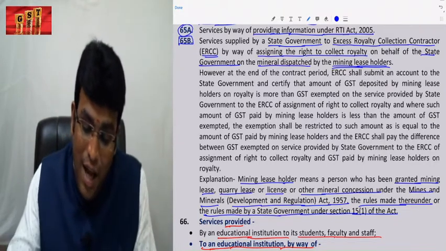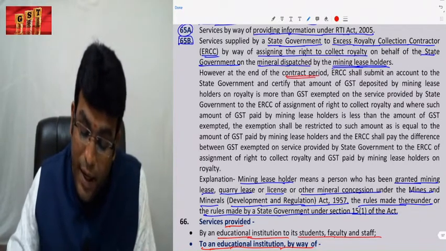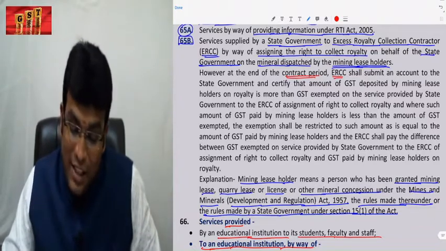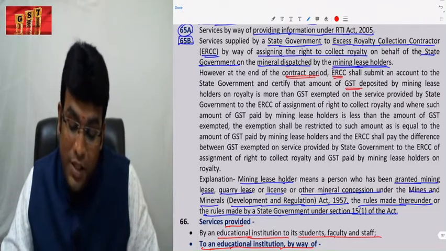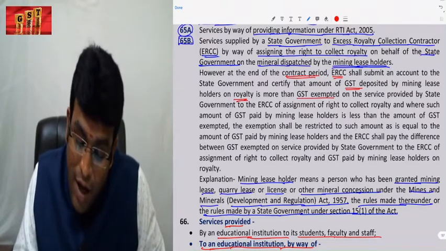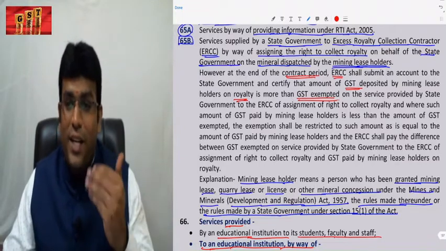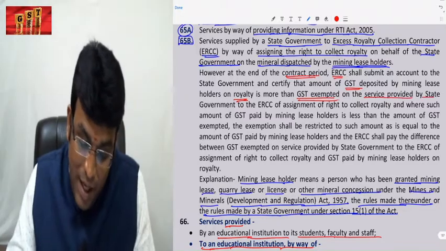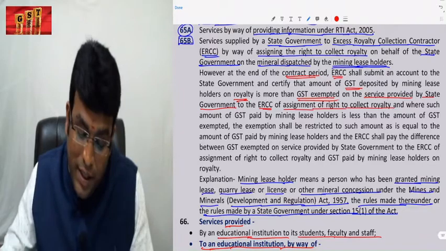Now see the next line. However, at the end of the contract period, ERCC shall submit an account to the state government and certify that the amount of GST deposited by mining leaseholders on royalty is more than the GST exempted on the service provided by state government to ERCC of assignment of right to collect royalty. Definitely, because to the extent of exempted they will not pay. Beyond that they have to pay, right?